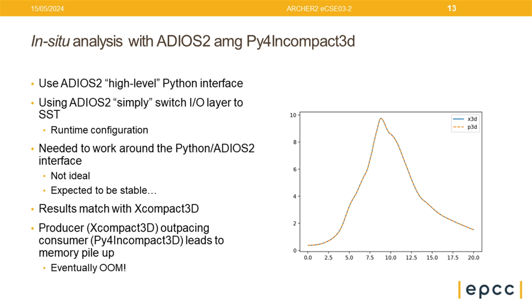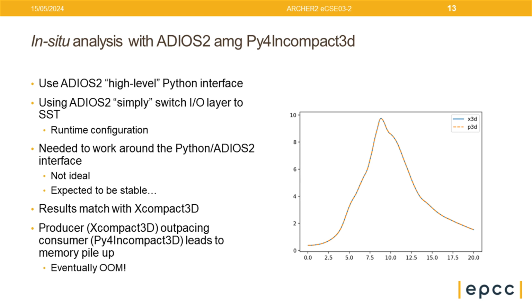So once I was happy that was working, then all you have to do is at runtime change the output type from being a file such as HDF5 to what ARCHER2 calls SST, which is a streaming transport layer, and this now starts using a network interface to write and read data from.